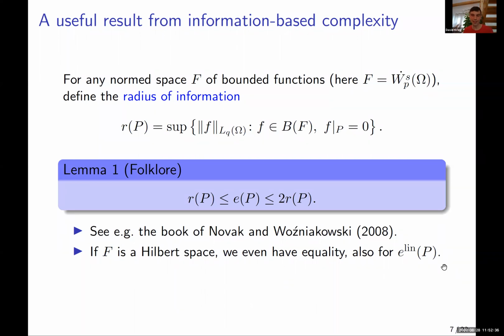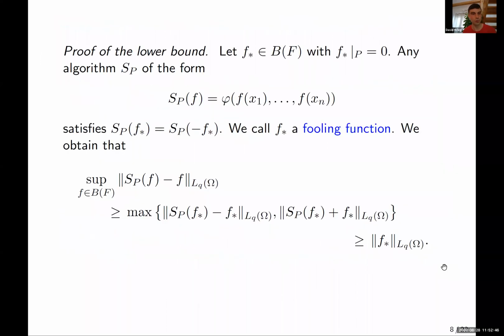Yes, and because I like this really much, and because I want to advertise information-based complexity, I want to show you the proof of this result. So how does it work? The lower bound goes like this. So the lower bound for the error. We take some function f star in the unit ball of the space, which vanishes on the point set.